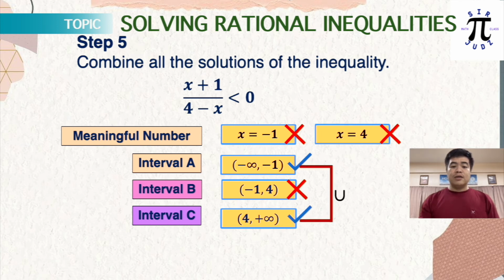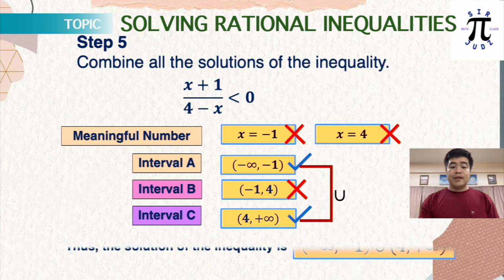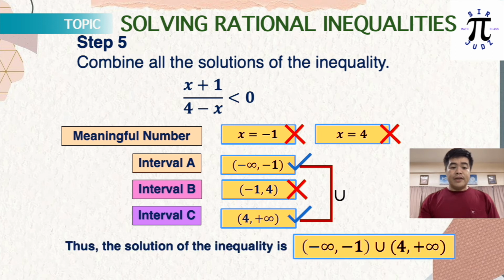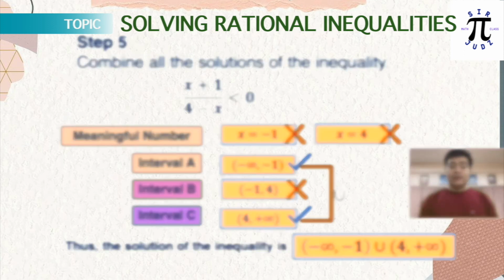We're going to unite them or combine them. So we can write it as, thus, the solution of our inequality is the union of the values on the left of -1 and the values on the right of +4. Or from -1 to -infinity, excluded ang -1, and from +4 to +infinity, excluded ang +4.